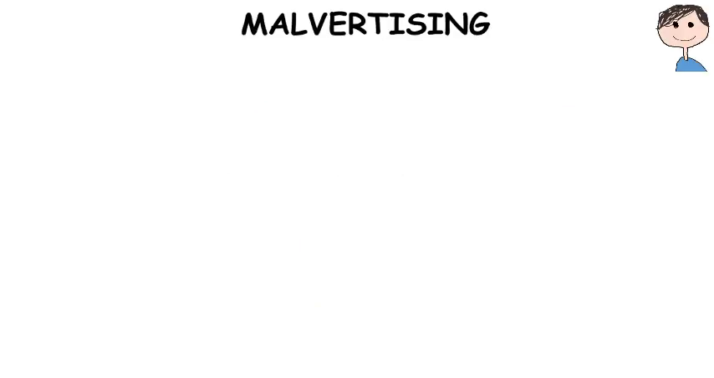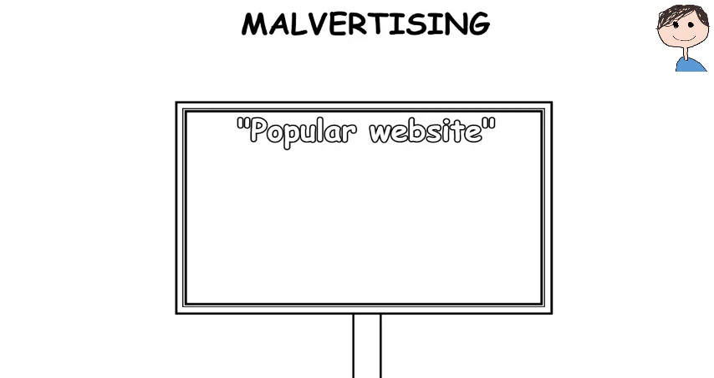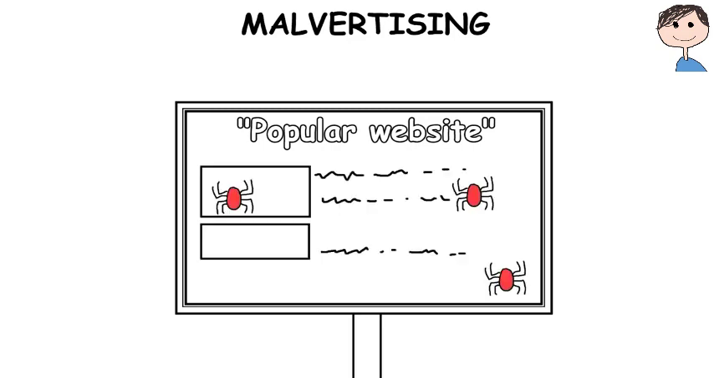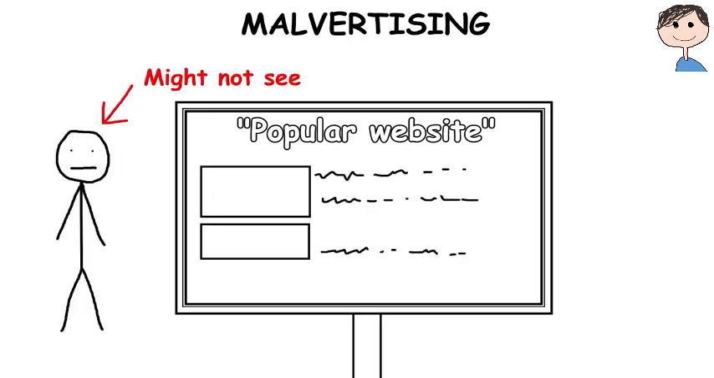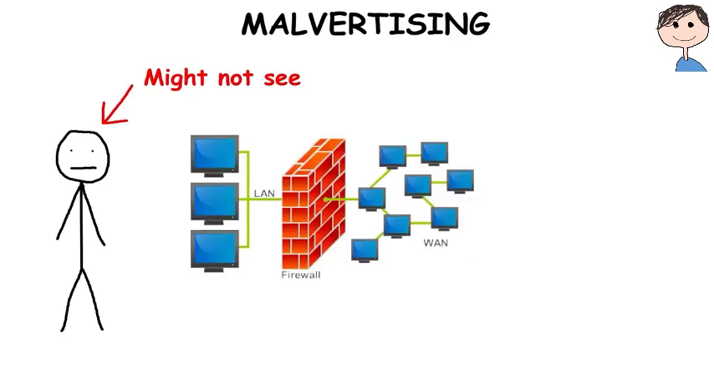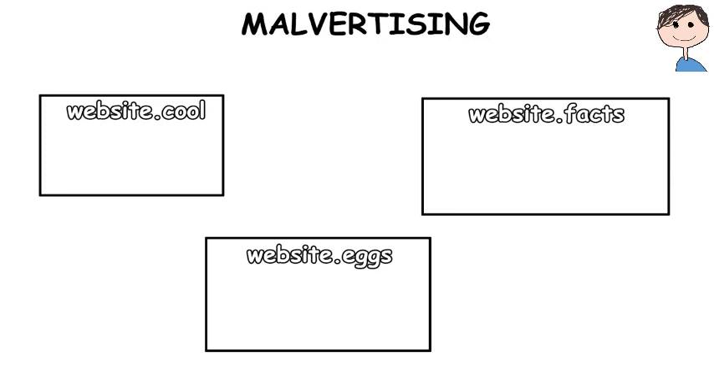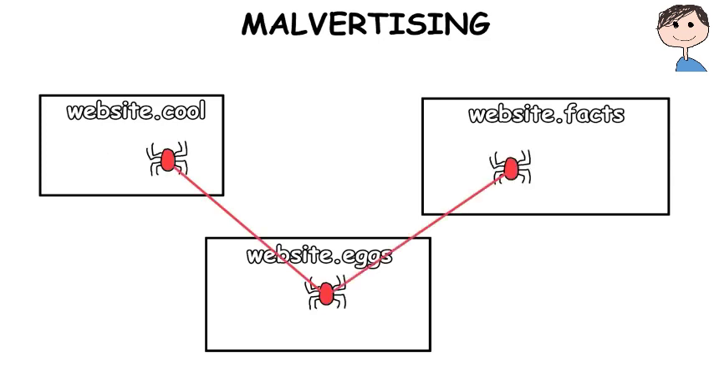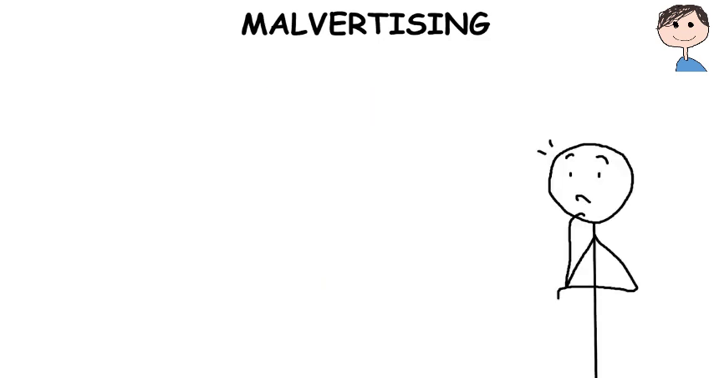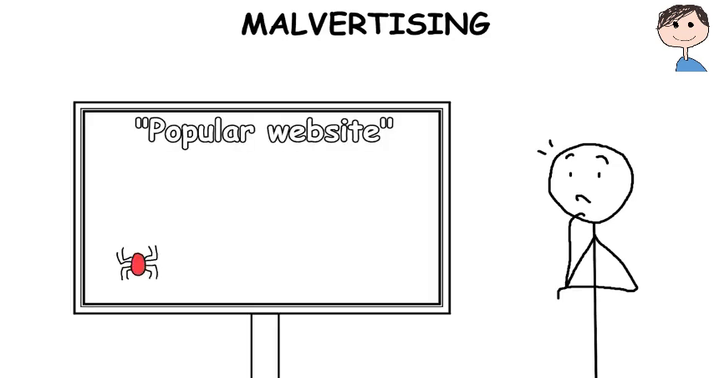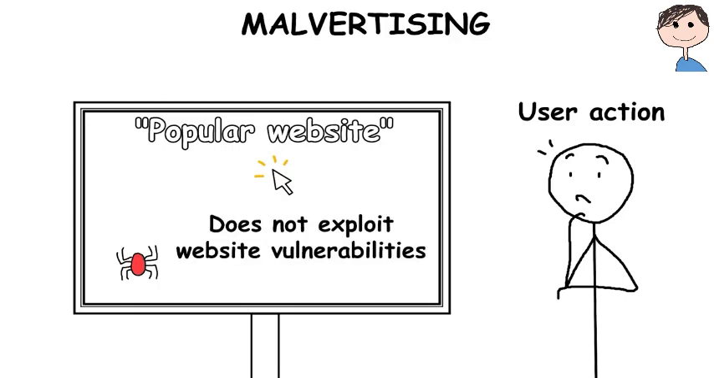Malvertising. It's the use of advertising on highly reputable websites to spread malware. This is done to push their attacks to web users who might not otherwise see the ads, due to firewalls or more safety precautions in general. They can be easily spread across a large number of legitimate websites without directly compromising those websites. The interesting thing about infections delivered through malvertising is that they do not require any user action, like clicking, to compromise the computer, and it does not exploit any vulnerabilities on the website.